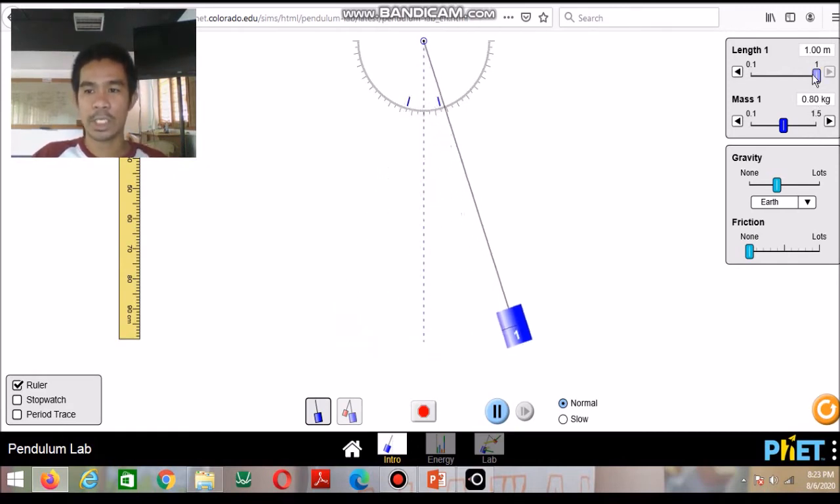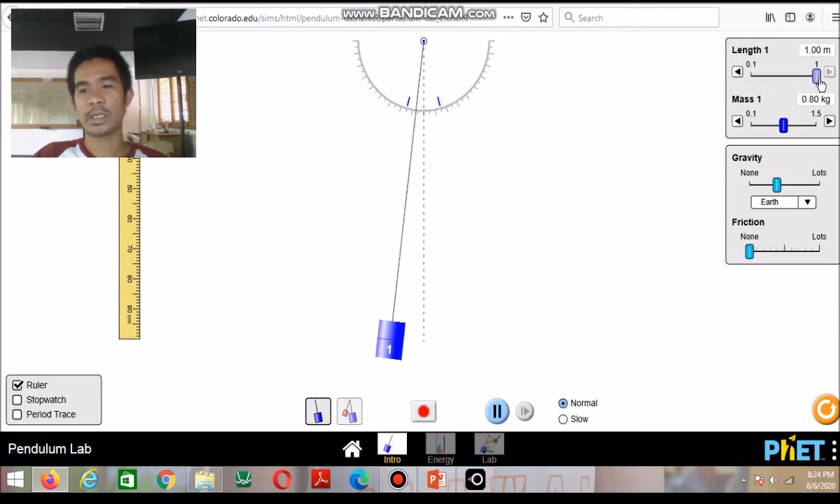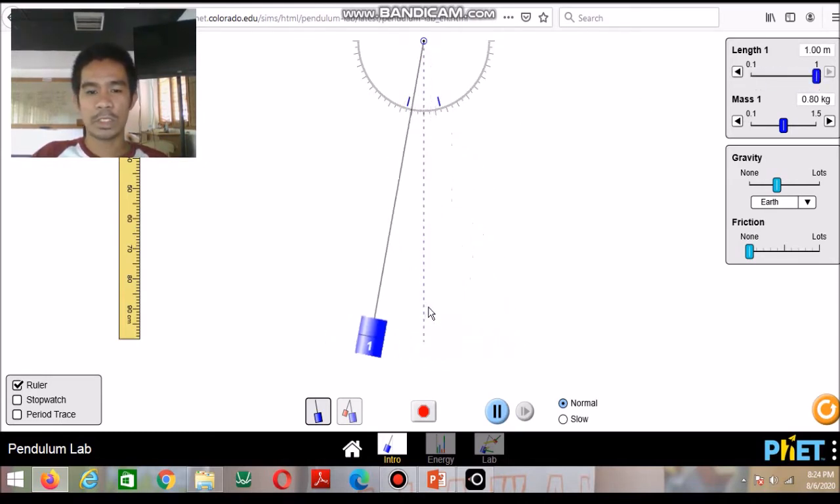positive amplitude. Let us see again what will happen if I make the string shorter. It oscillates faster, so it takes a small time to move one cycle. Compare that to when the pendulum is longer, where it takes a long time to move one cycle.